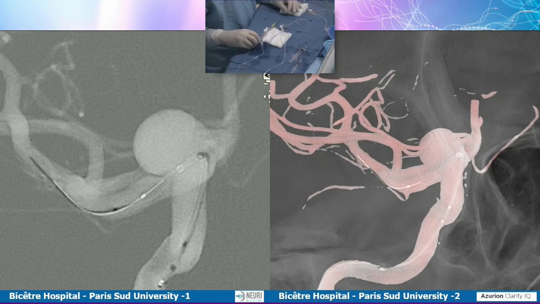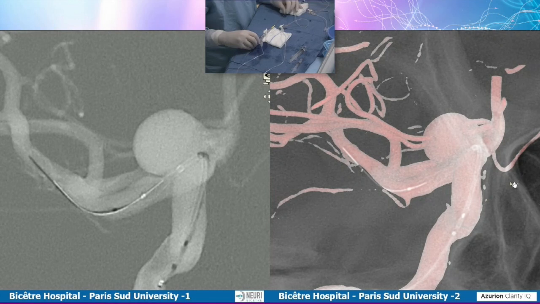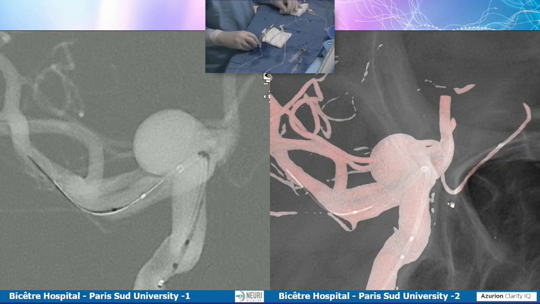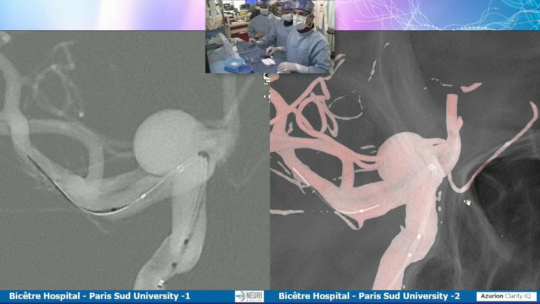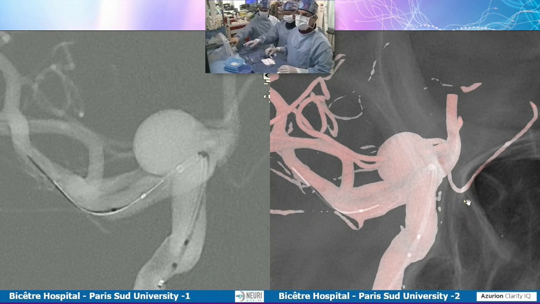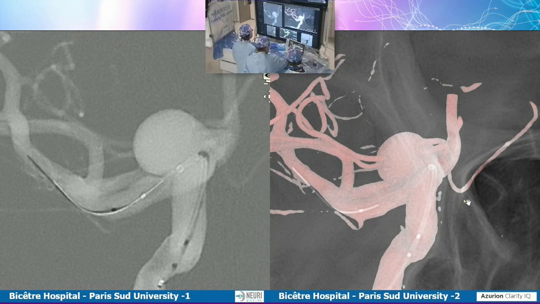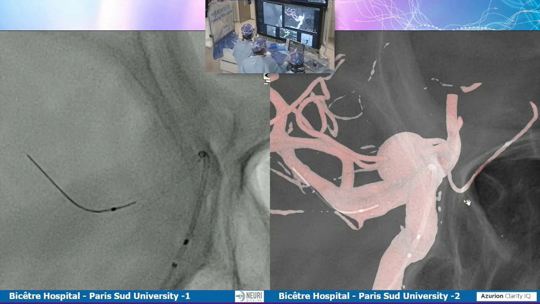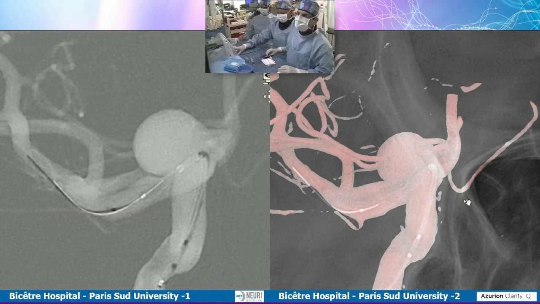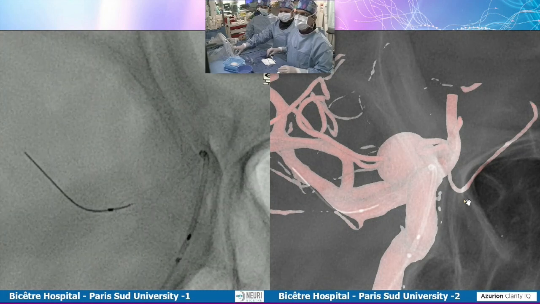So in the meantime, Laurent is finishing the deployment. We can start answering the question on the screen. Do you spare the choroidal artery because in your experience you had some trouble? The answer is no. But if you can avoid covering the anterior choroidal artery without taking any risk, why not? It's always better. You never know what can happen. Medicine is never 100%, so you never know.